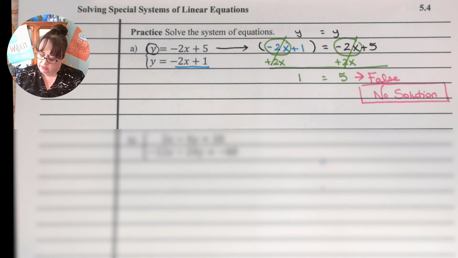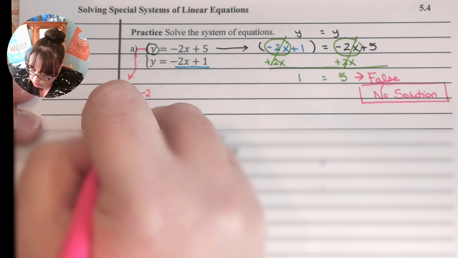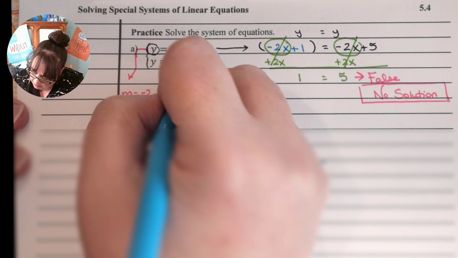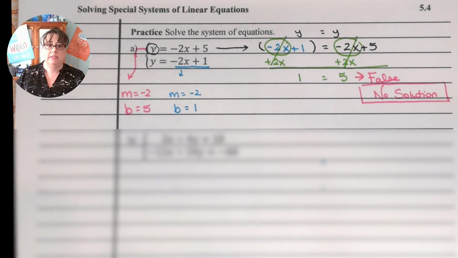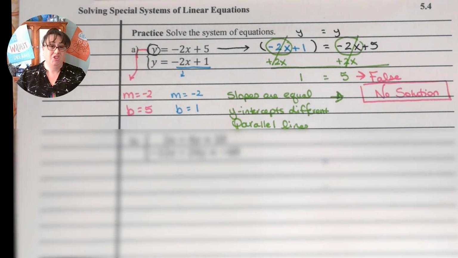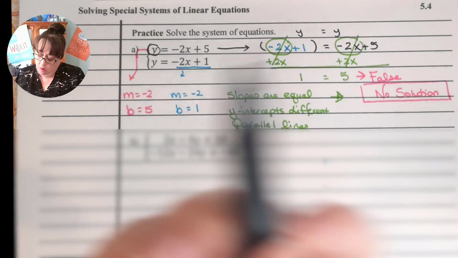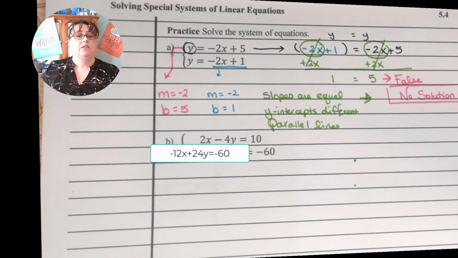Okay, so if we looked at that again, if we take this one, m is equal to -2, but b is equal to 5. And if we took this one, m is equal to -2, but b is equal to 1, you can see the slopes are the same, but the y-intercepts are different. But you don't have to show that part. All you have to show is this algebra. If you want to show this other part, I guess you can, but the algebra is the real fast way to get to the answer. So let's look at this next one.